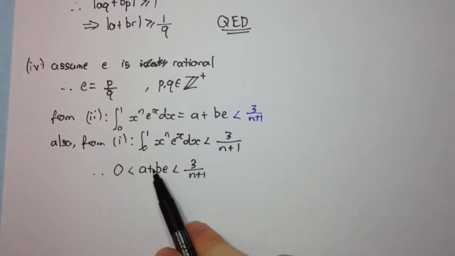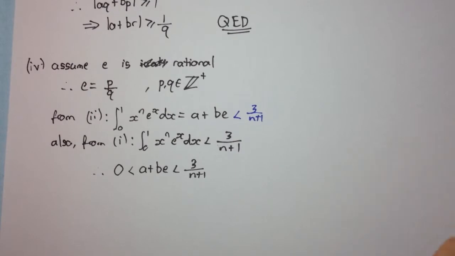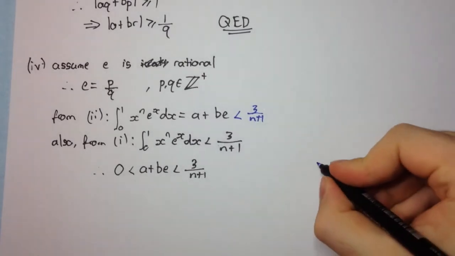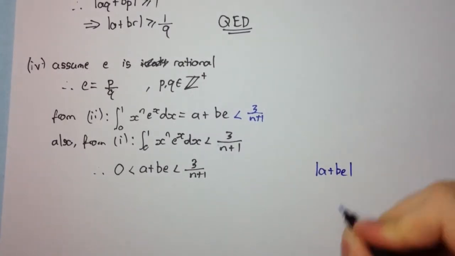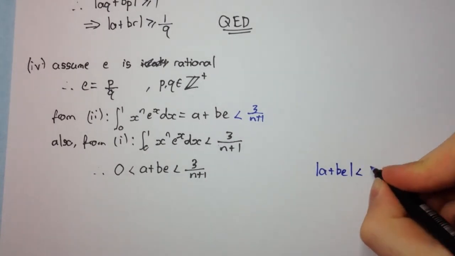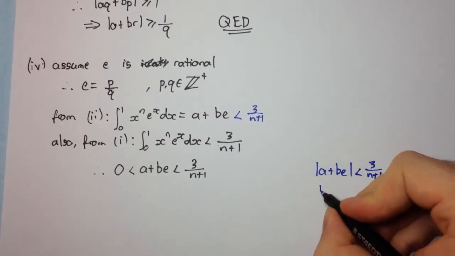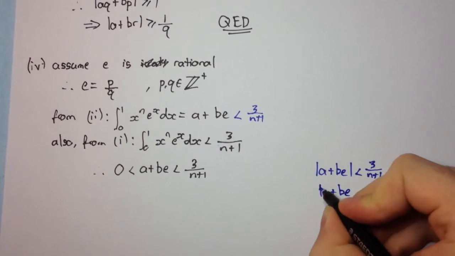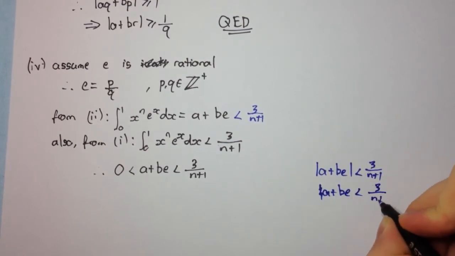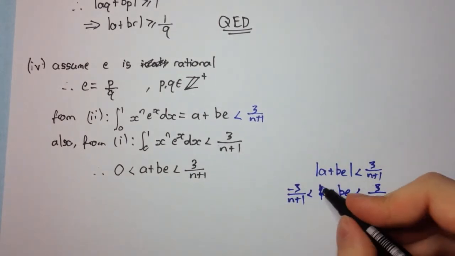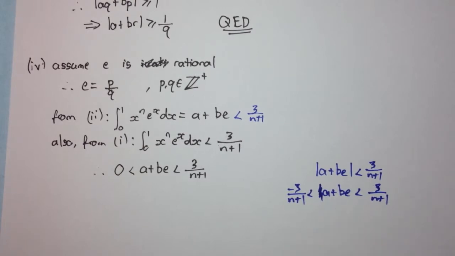Okay? So now we know that this is positive, and we know it's less than 3 over n plus 1. Now, we have this a plus b e, which is of the form a plus b r, which is what we were working with in part 3. But we want to get the absolute value of this. So let's have a look at what the absolute value of a plus b e would be. If it was less than 3 over n plus 1, what would that be? Well, that's also the same as having it in between 3 over n plus 1 and negative 3 over n plus 1. Okay, so no absolute value sign here. We can just have this in between.